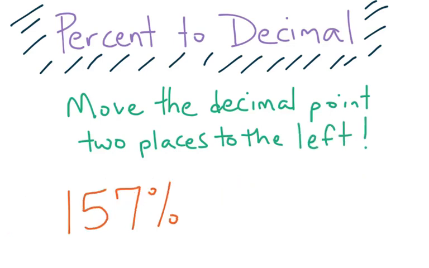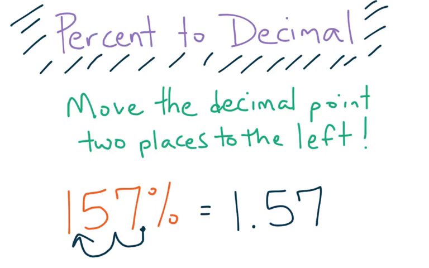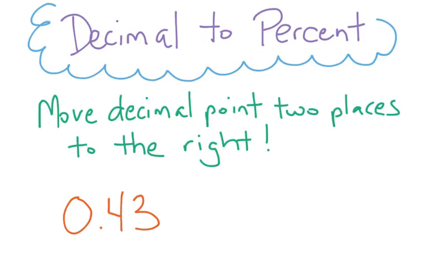Same with percents that are greater than 100%. So I have 157% here. The decimal would fall right here behind the 7 again. I move it over two places and two places only. So as a decimal, I end up with 1.57 as my answer. You only move it two spots.